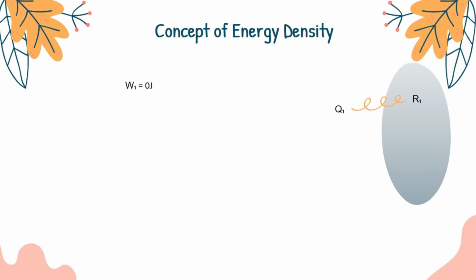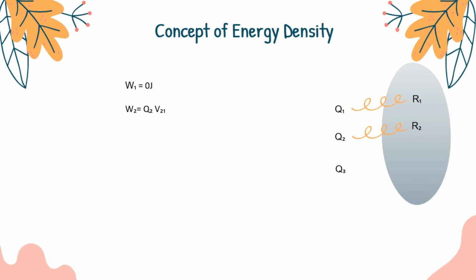We will get that the work done is zero, which means that there is no work needed to bring the charge since the system is empty. Now, when we bring another point charge, namely Q2, from infinity to the position R2 in the system, we will get that the work done is equal to Q2 V1.